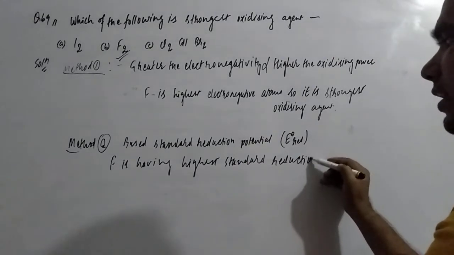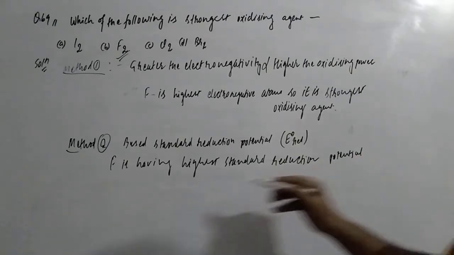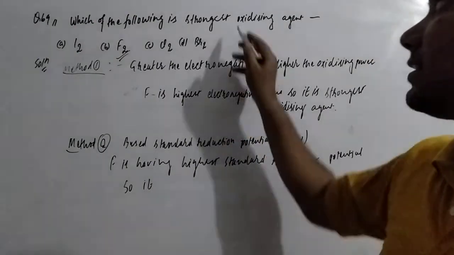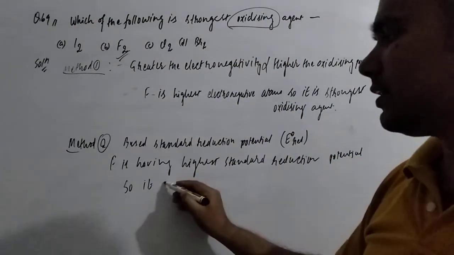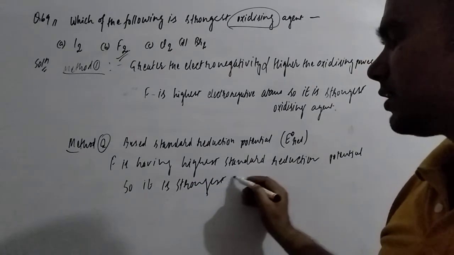That is also what you can write, standard reduction potential. So it is the strongest oxidizing agent, student, not reducing. So it is the strongest oxidizing agent.